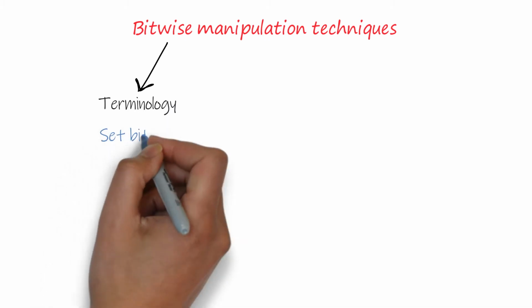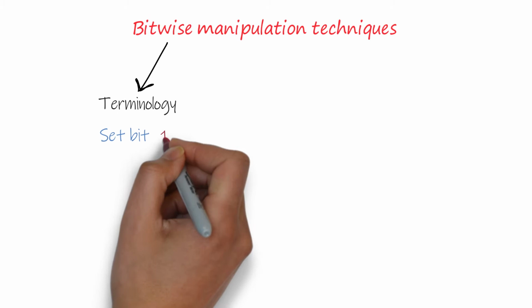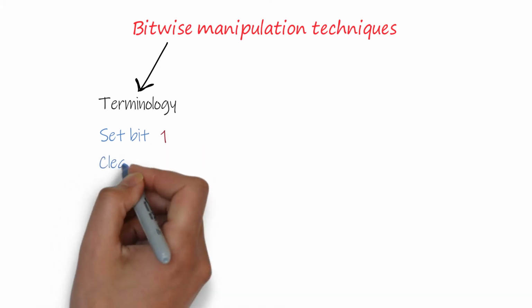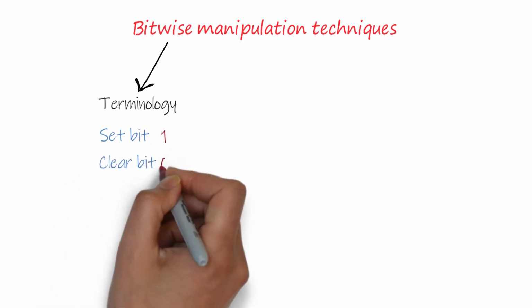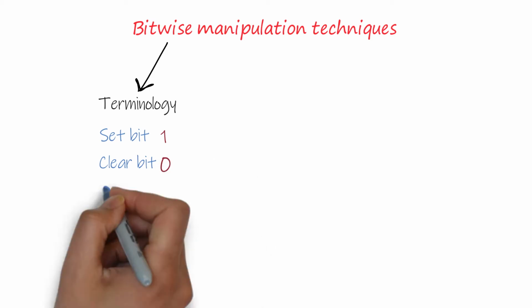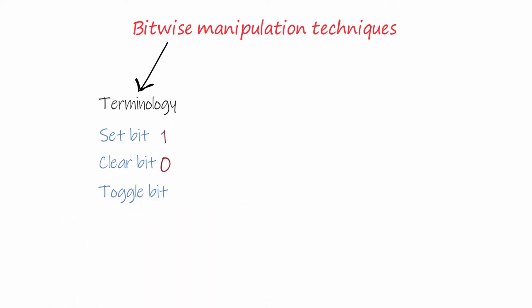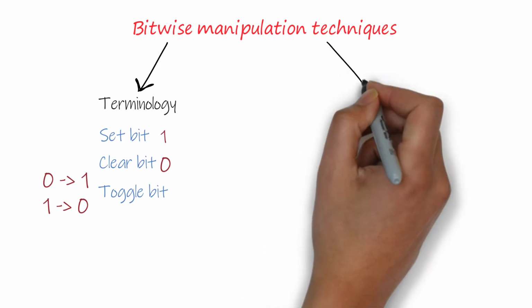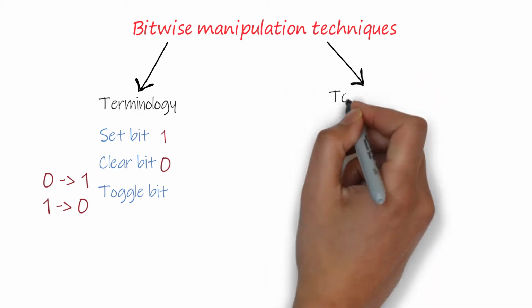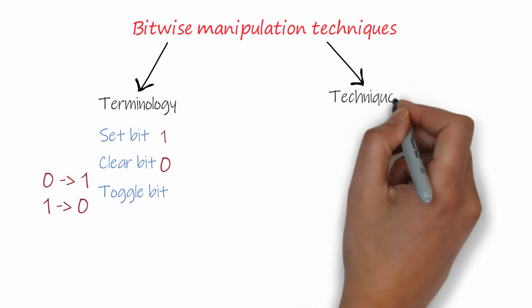Set a bit. This means to set a bit value to 1. Clear a bit. This means to set a bit value to 0. Toggle a bit. This means to change the value of a bit from 0 to 1 or from 1 to 0. Now we know the terminology. Let us look at the bitwise manipulation techniques.